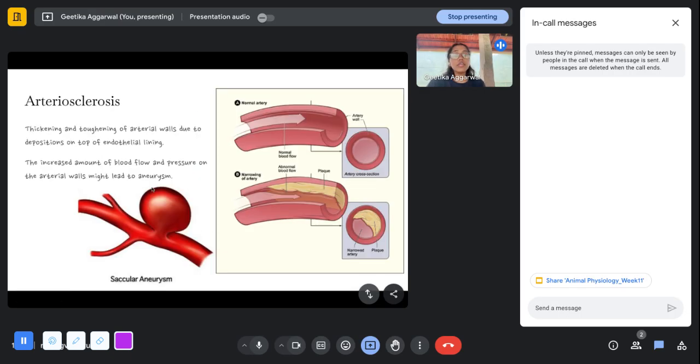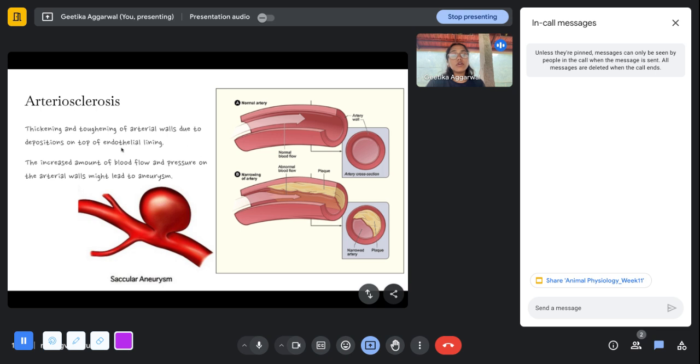Moving on to arteriosclerosis, this is a condition that happens because of deposition formed in the endothelial lining of the artery, as you can see in this image. And the arteries get thickened and they get tough. They are not as elastic as before. They lose their elasticity and they become very stiff.